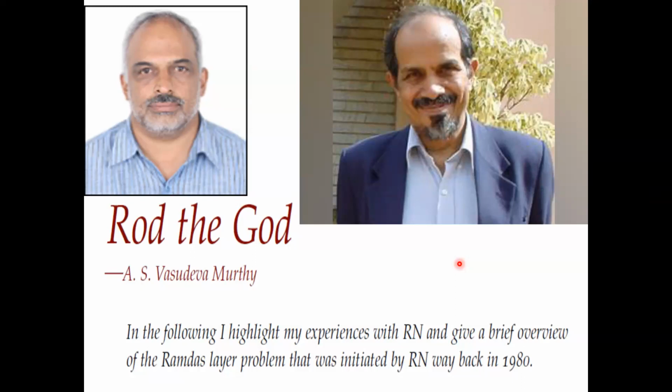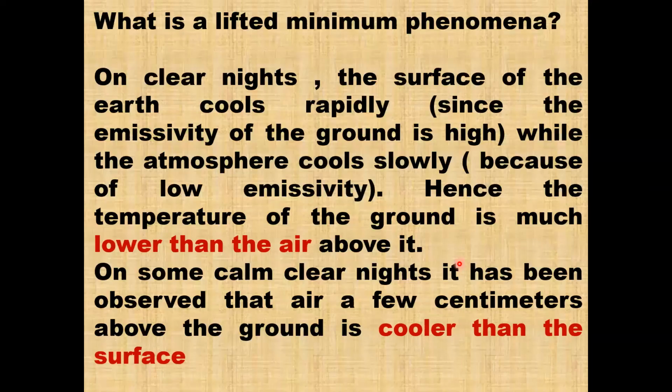Now, let me first say what the lifted minimum phenomenon is. Normally on clear nights, the Earth's surface cools very rapidly. Because the ground emissivity, the ability to emit radiation, is very good, while the atmosphere has only a few molecules which can radiate. They are water vapor, carbon dioxide, methane, and so on. So on a normal clear night, the ground cools very rapidly, and the temperature of the ground becomes much lower than the air above it. And this causes what is called inversion.